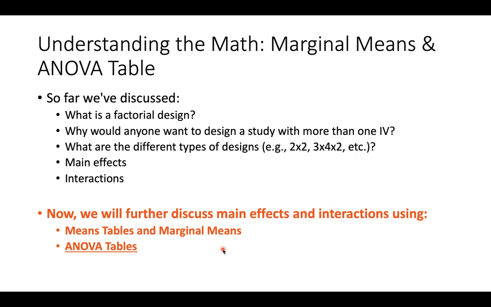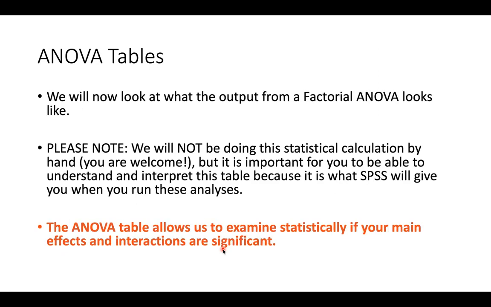The statistical test that we use for factorial designs is a factorial ANOVA. This factorial ANOVA is going to allow us to examine statistical significance, and it's going to give us an F value for each of our main effects and an F value for each of our interactions that we can interpret in the same way that we've been interpreting all of our other statistical tests.